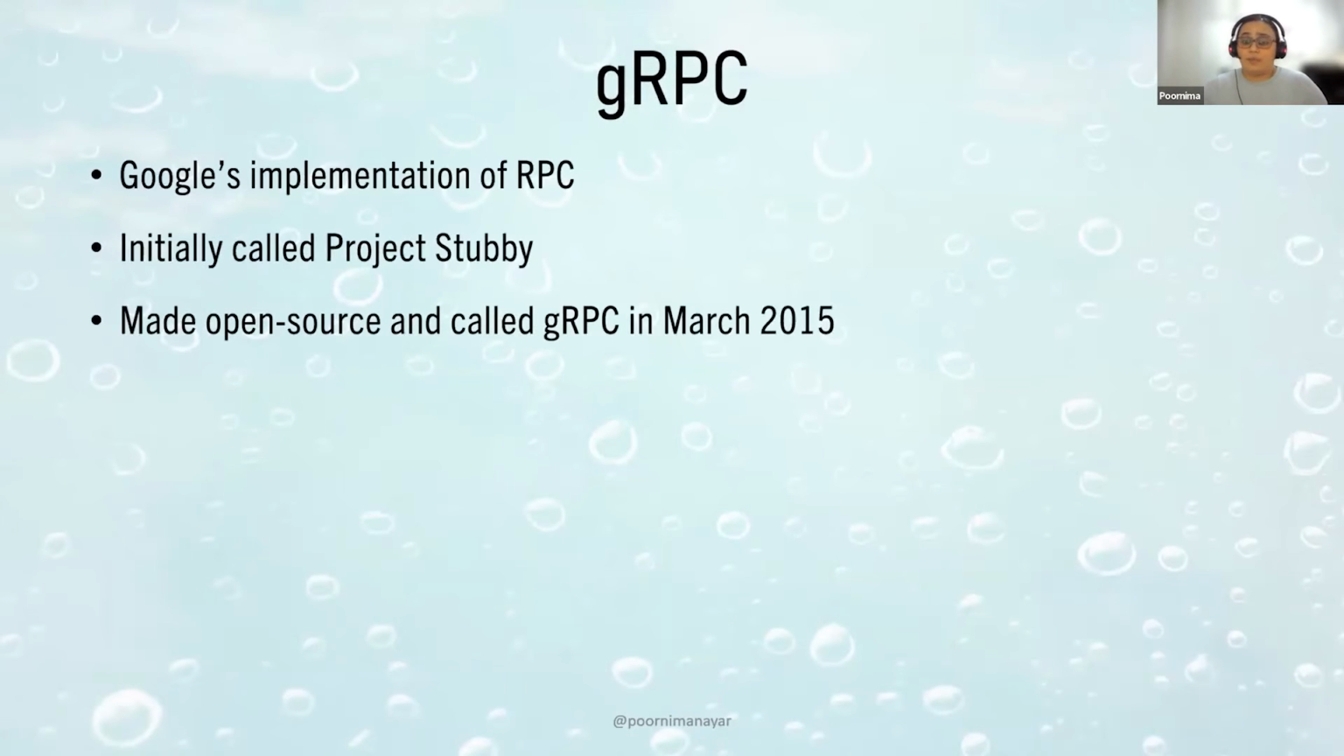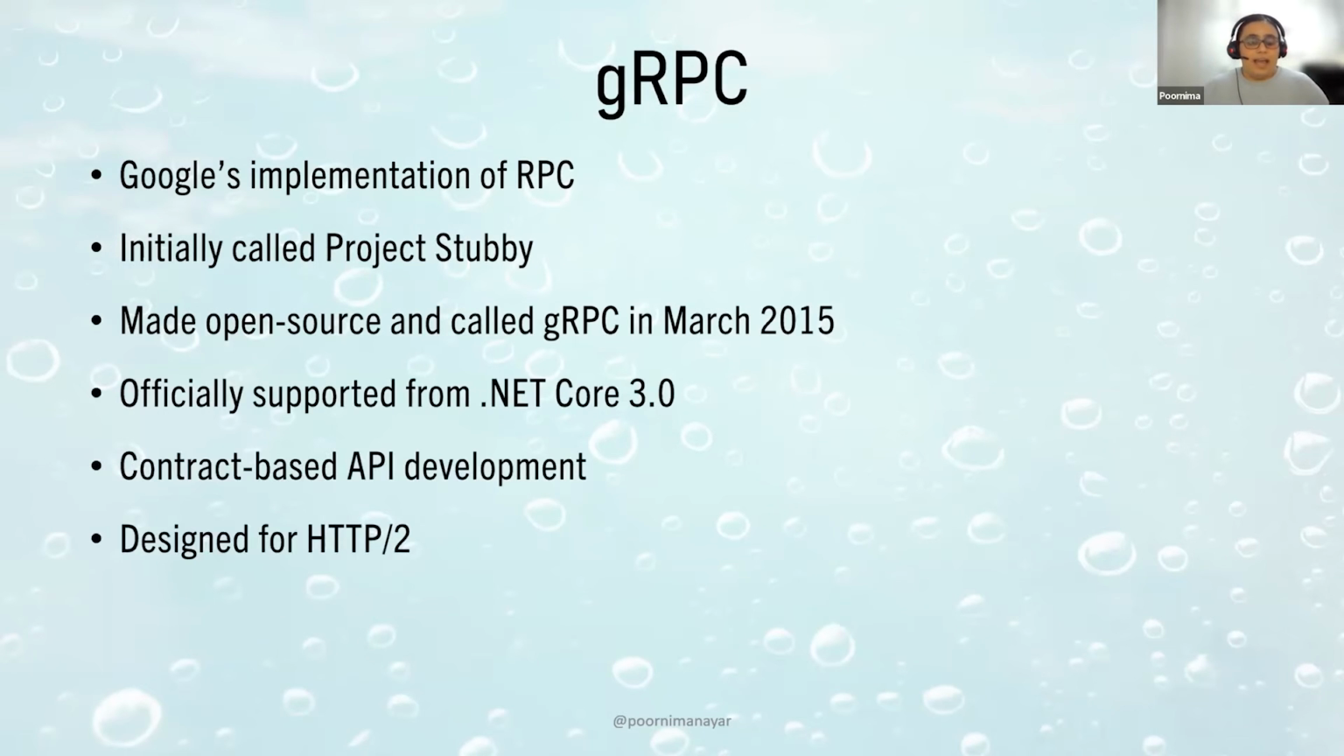gRPC is Google's implementation of RPC, and it was called Project Stubby, and it was made open source and called gRPC in March 2015. And from .NET Core 3.0 onwards, we have official support for gRPC in the .NET realm.